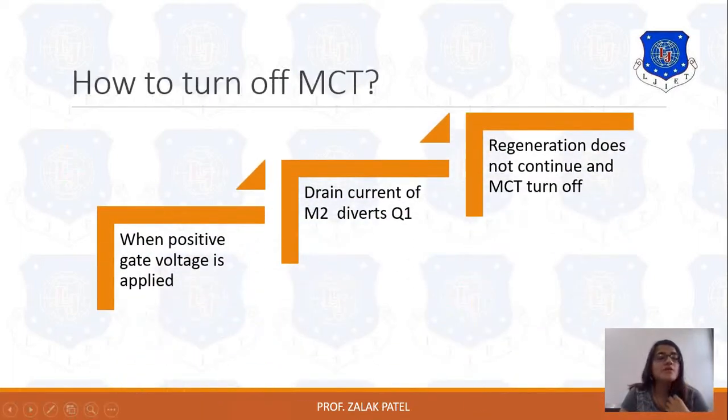So the whole process will be like this. First of all, positive gate voltage is applied. Because of positive gate voltage, the drain current of M2 diverts the base current of Q1. Here M2 is an N channel MOSFET, and Q1 is a PNP transistor. So it stops the conduction and regeneration between the two transistors, between Q1 and Q2. So this will turn off the MCT and latching stops.